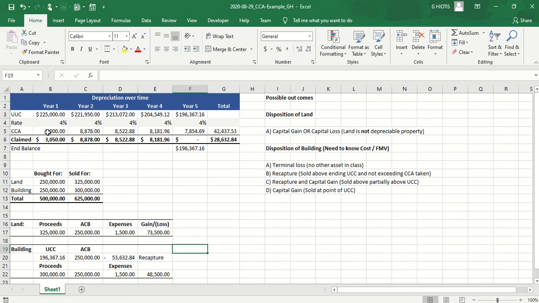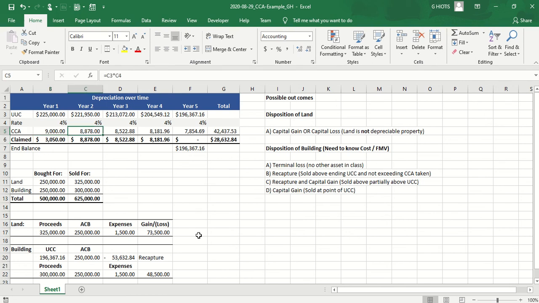As you notice, in year 1 I could have claimed 4% of 225, well, it's the initial year, but I only claimed 3,050. That could very well be because after taking into consideration all my other expenses, if I were to claim any additional CCA, that would create a loss. And you cannot create a loss with CCA on rental income. You can in business, but not with rental income.